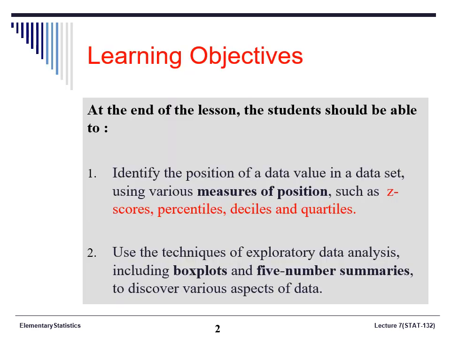In this lecture, we will learn about the measures of position in a data set, and these are mainly z-scores, percentiles, deciles, and quartiles. And we will learn how to give a summary of the data by using the 5-number summary, and how to visualize it by using the box plot. And also we will look at the relation between the box plot and the skewness of the distribution of the data.